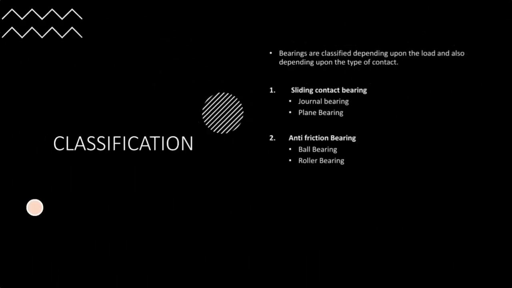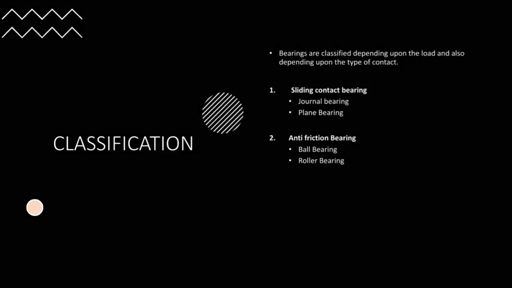Classification. Bearings are classified depending upon the load and also depending upon the type of contact. There are two types of classification. One is sliding contact bearing and anti-friction bearing. Sliding contact bearing has two types, that are journal bearing and plain bearing, and anti-friction bearing also has two types, which is ball bearing and roller bearing.